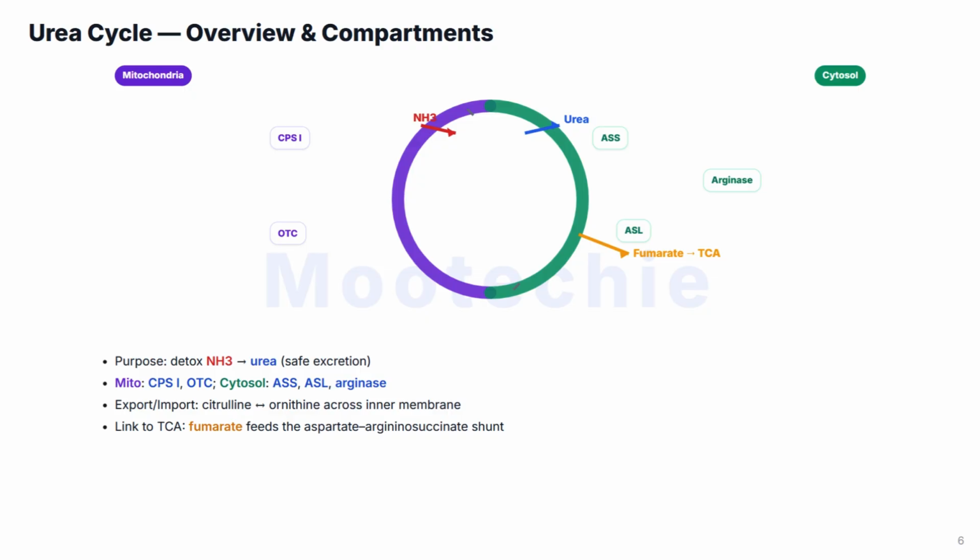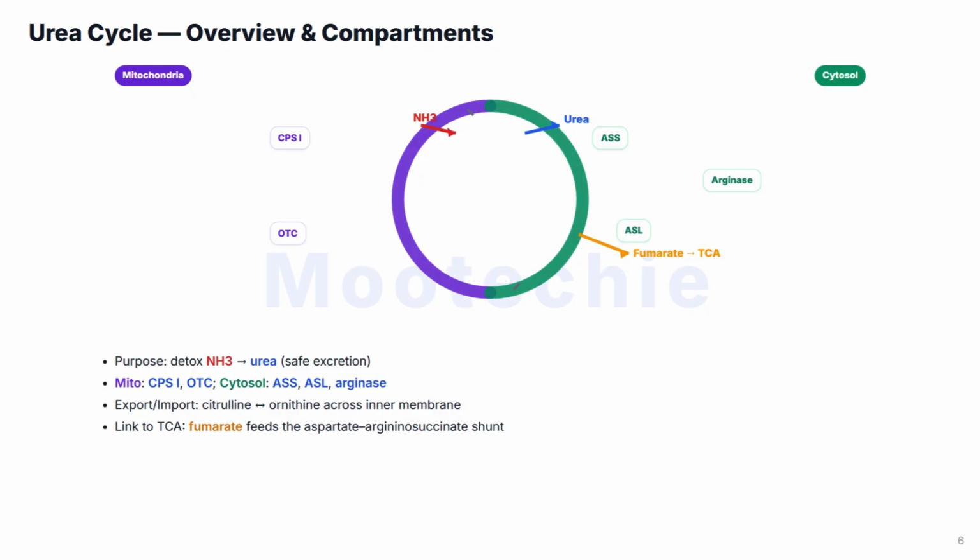The mitochondria house CPS1 and OTC, while the cytosol houses ASS, ASL and arginase. Special exporters and importers move citrulline out to the cytosol and ornithine back into the mitochondria. The link to the TCA cycle is important, as the byproduct fumarate connects the urea cycle to central metabolism.